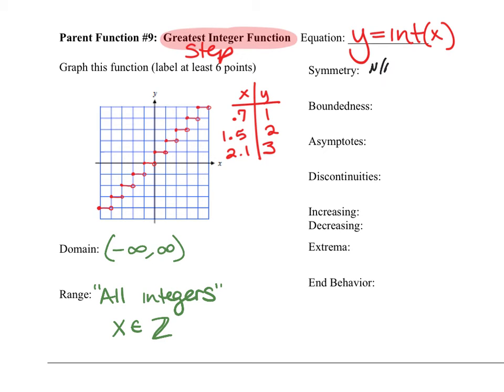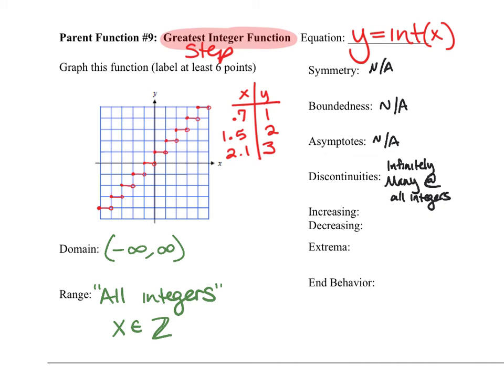This has no symmetry because it's all sorts of wild. It is not bounded because there's no highest or lowest point. It doesn't have any asymptotes, but it has like a million discontinuities. In fact, it has an infinite amount of discontinuities. And so you would say infinitely many at all integers. Because there's like a million breaks, right? There's infinitely many breaks in this thing.